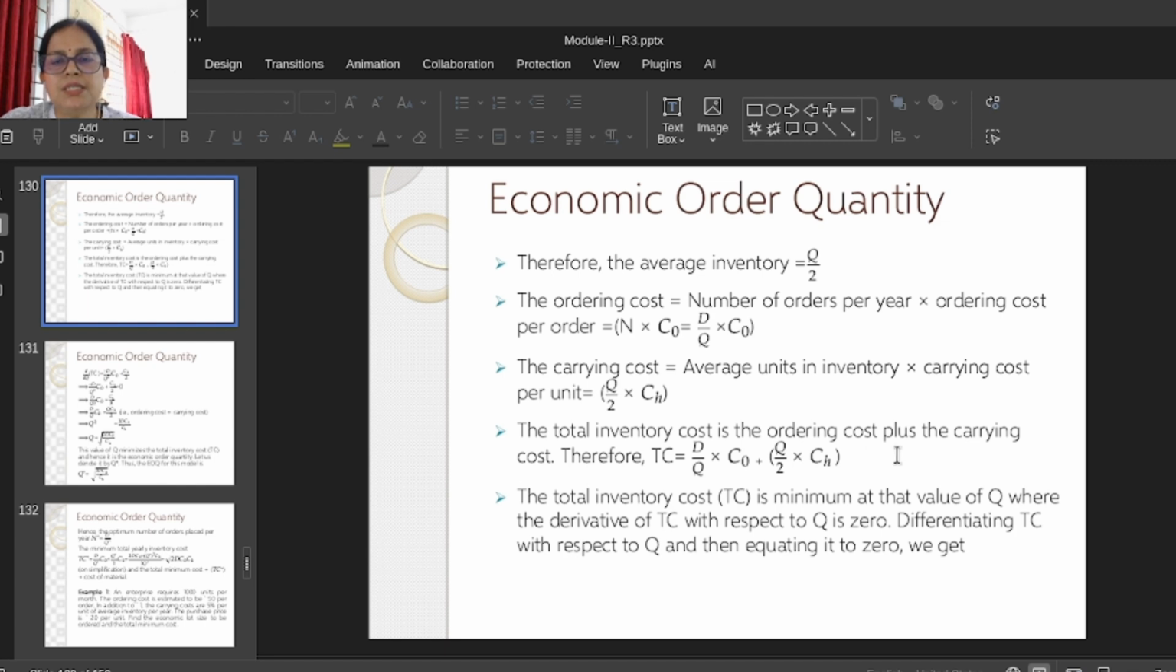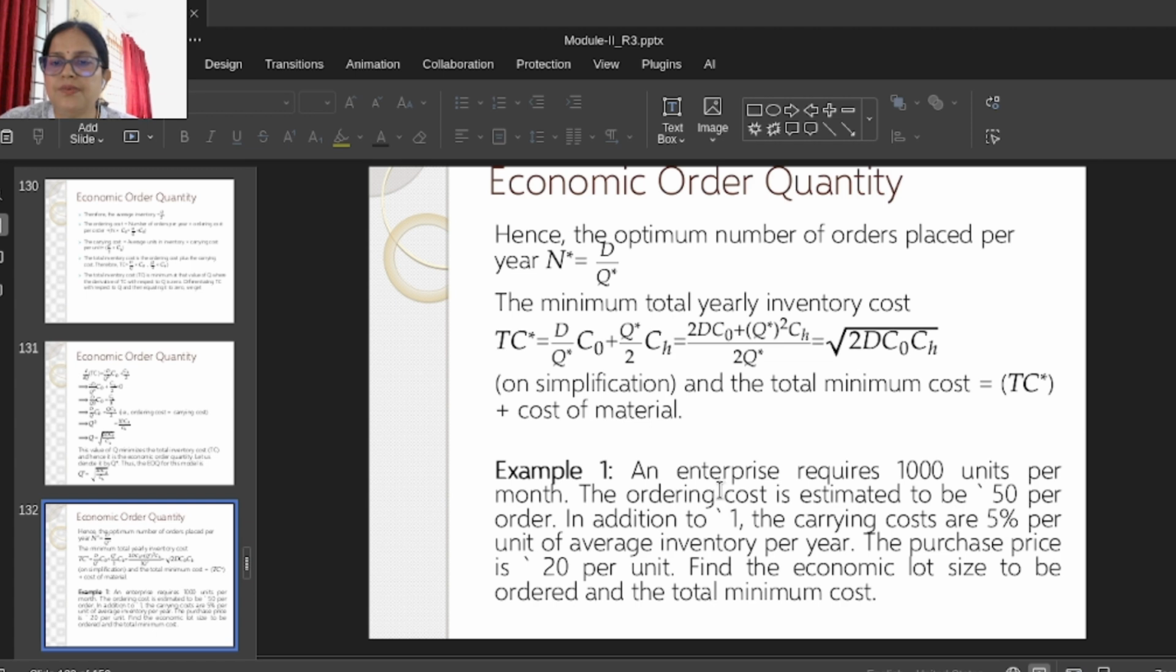But why are we not considering it here? Because when we take the differentiation, purchase cost is also a constant. Here the derivative of the total cost, d by dQ, is 0, and this will also be 0. So here we are not considering it, but in questions we are going to take it. Let us see how we are going to solve it.